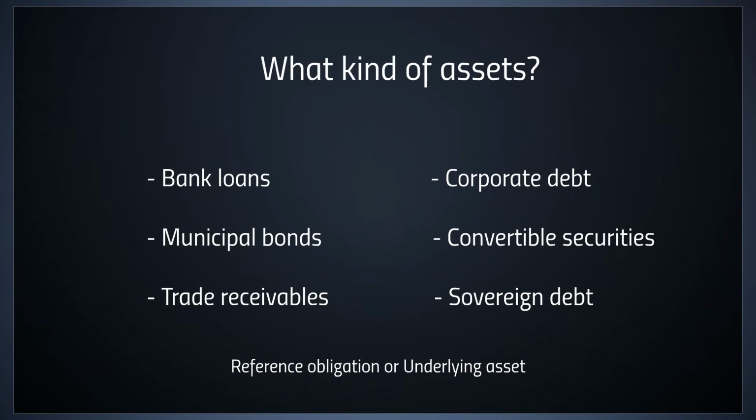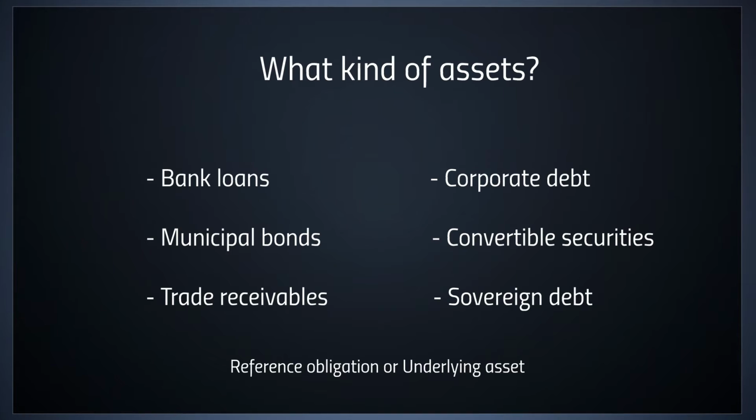Now, what kind of assets are we talking about? These can be bank loans, corporate debts, trade receivables, or foreign government debt, otherwise known as sovereign debt. Any of these are known as reference obligations or underlying assets. These are two terms that you'll see often involving derivatives. These are what cause the movement of the value of the derivatives. It's the basis for their value. Again, those are reference obligations or underlying assets of the derivative.